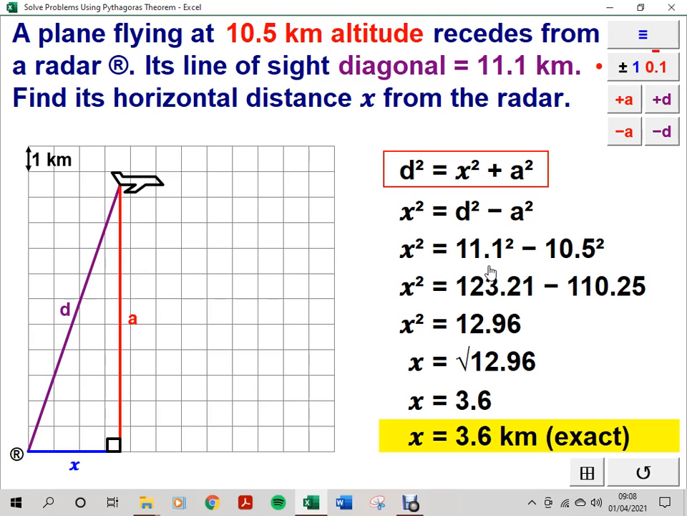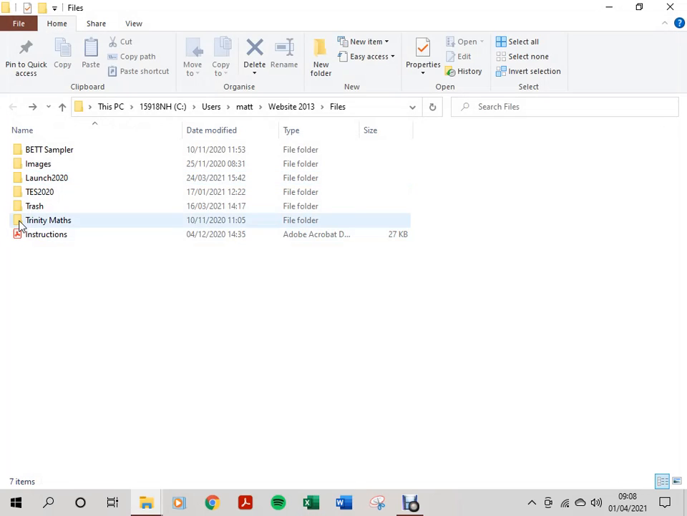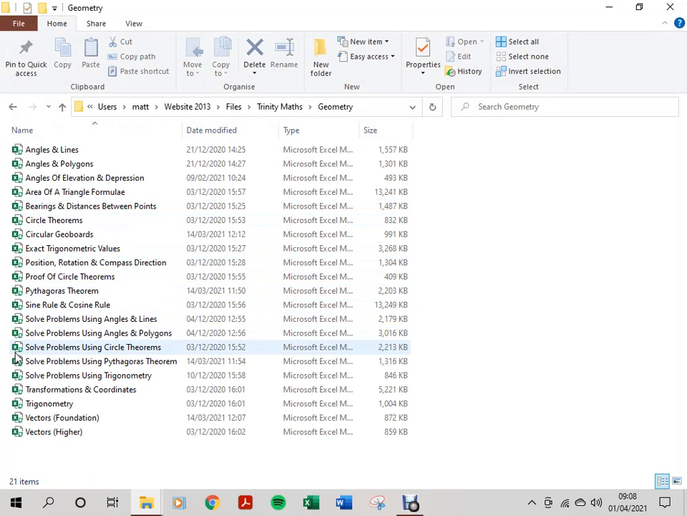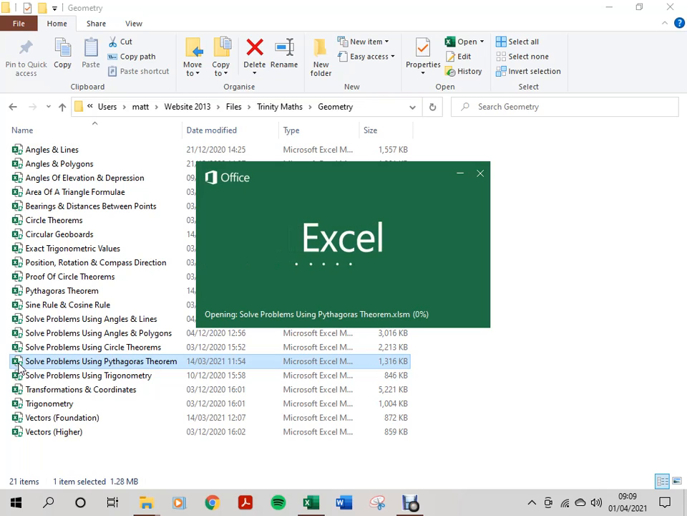Trinity Maths. Solve problems using Pythagoras theorem. This is our destination. How do we get there? Close the Excel file. From Trinity Maths, select Geometry, Open, Solve problems using Pythagoras theorem.